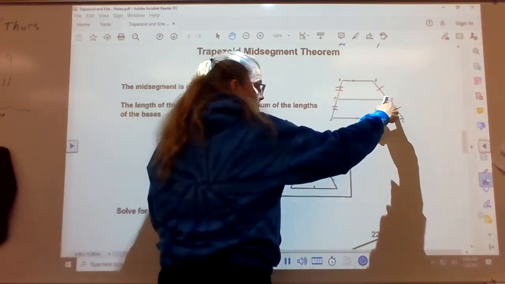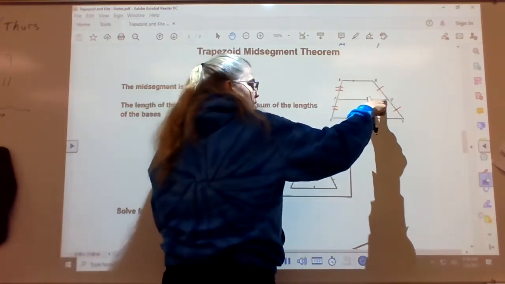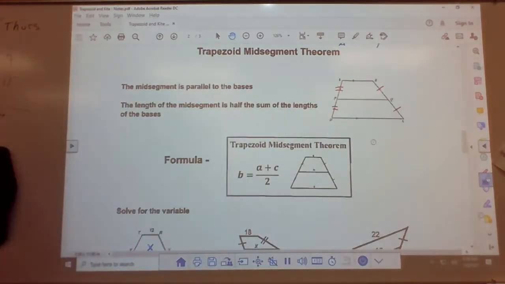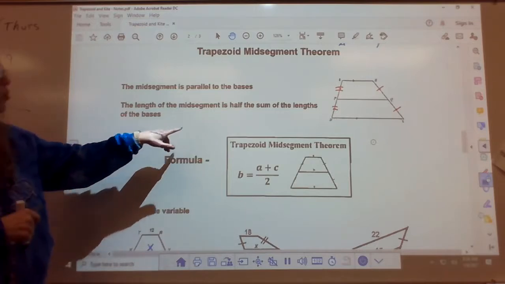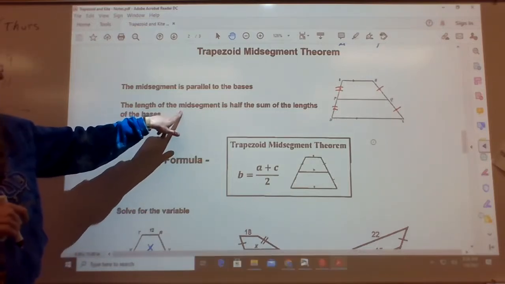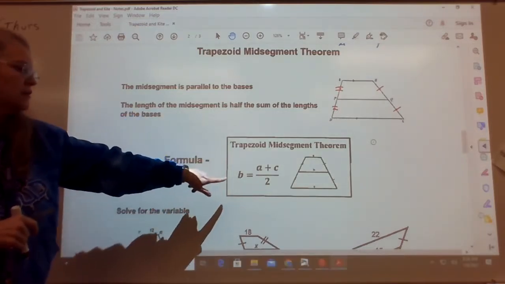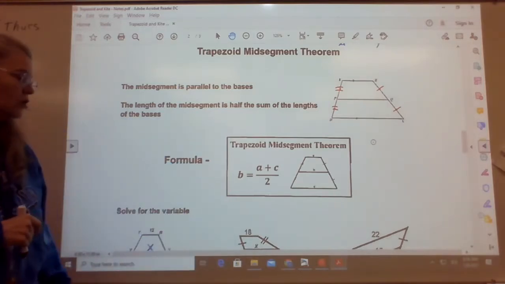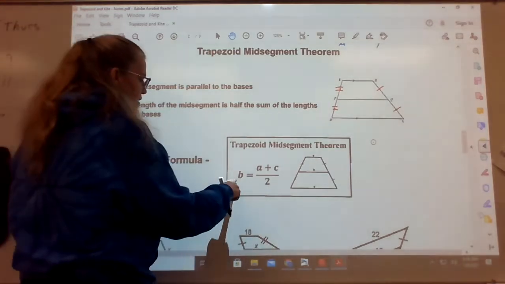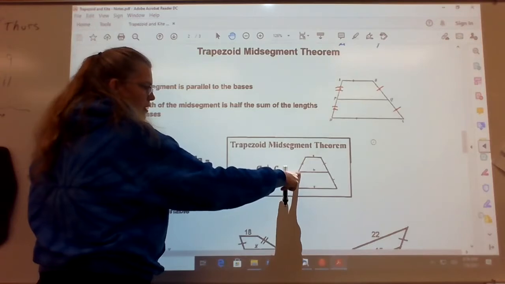So I've got a midpoint here and a midpoint here. The mid segment's going to connect those midpoints. The formula, the length of the mid segment is half of the sum of the length of the bases. So that's our formula. You could also kind of think of this as B we know is the mid segment.